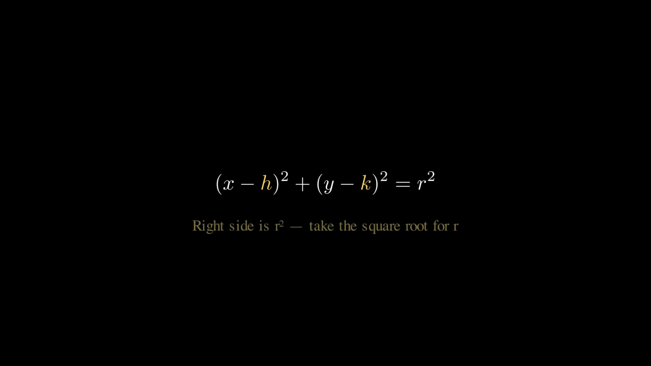The standard form is (x minus h) squared plus (y minus k) squared equals r squared. The center is the point (h, k), and the radius is r. Watch the signs. The center coordinates show up with opposite signs inside the parentheses. That trips people up every test. The right side is r squared, not r. If you see 25 on the right, the radius is 5, not 25.